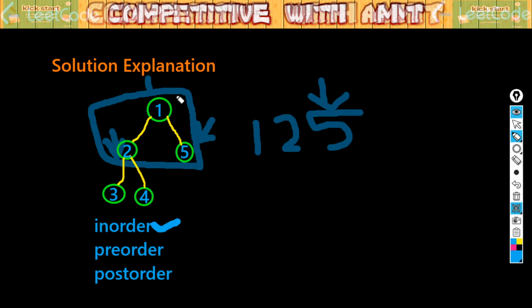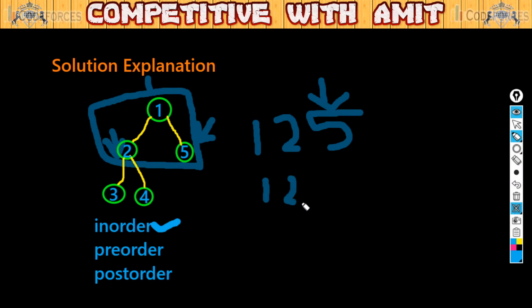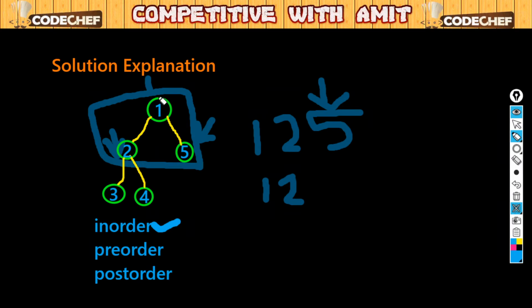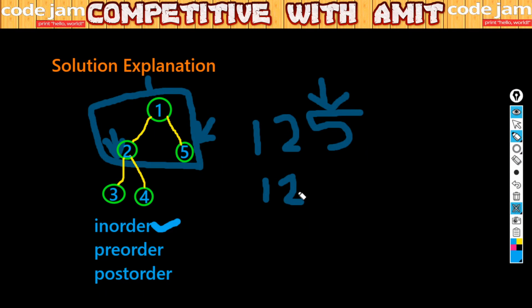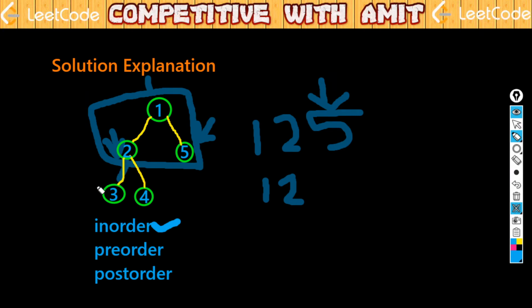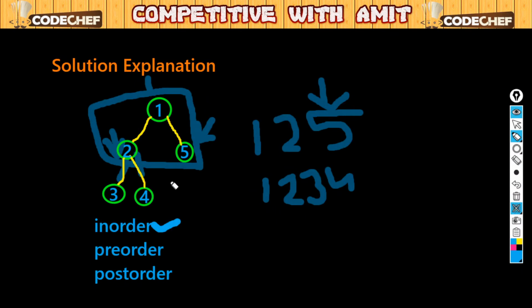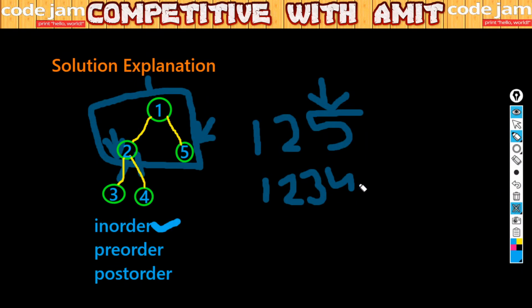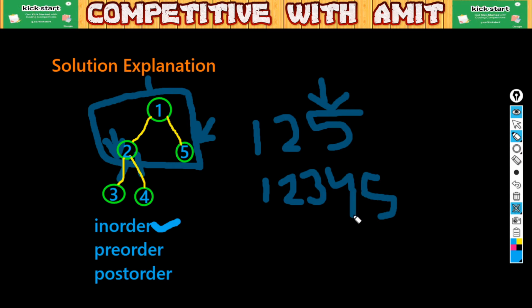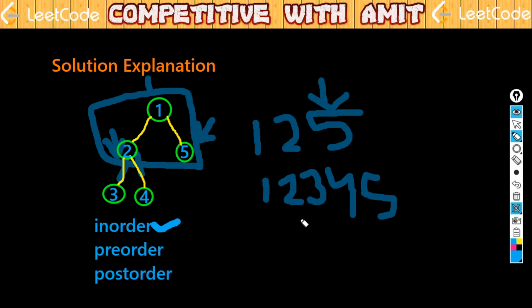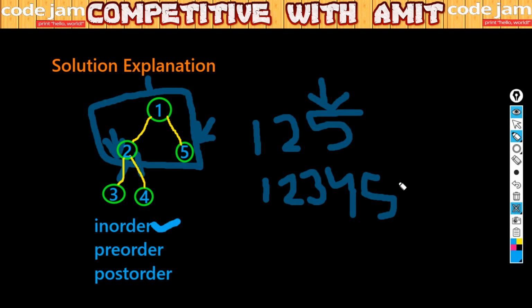Similarly, if you take this whole tree, what will be our answer? First 1 will come, then the root of the left child, which is 2, then we will go to the left and print 3, then we will go to the right and print 4. Then we have traversed these whole nodes, so we will go to the 5, and our pre-order traversal will be 1, 2, 3, 4, 5. So this will be the pre-order traversal for this tree.